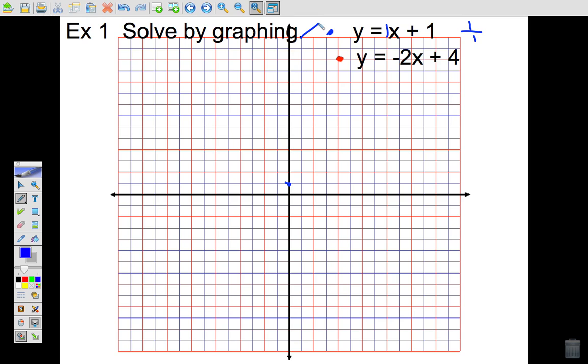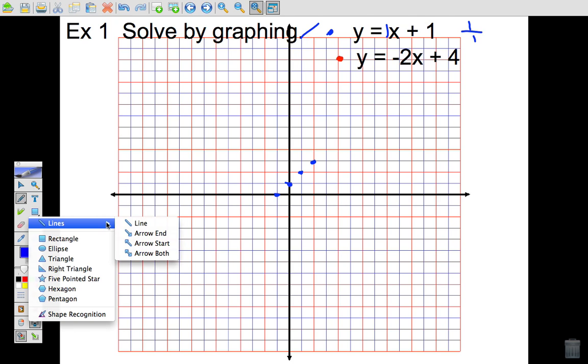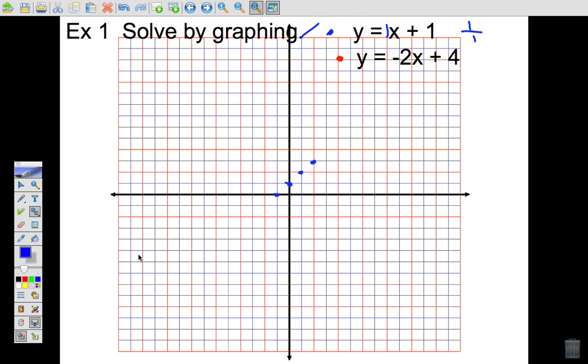So I'm going to start at where I have the dot, and I go up 1, right 1, up 1, right 1. Or I could go down 1, left 1. And I get a line that's going uphill. So let's graph that now. I'm going to draw that line out a ways because we want to see where these two lines cross. And something like that. So this line that I just graphed then is y equals x plus 1.